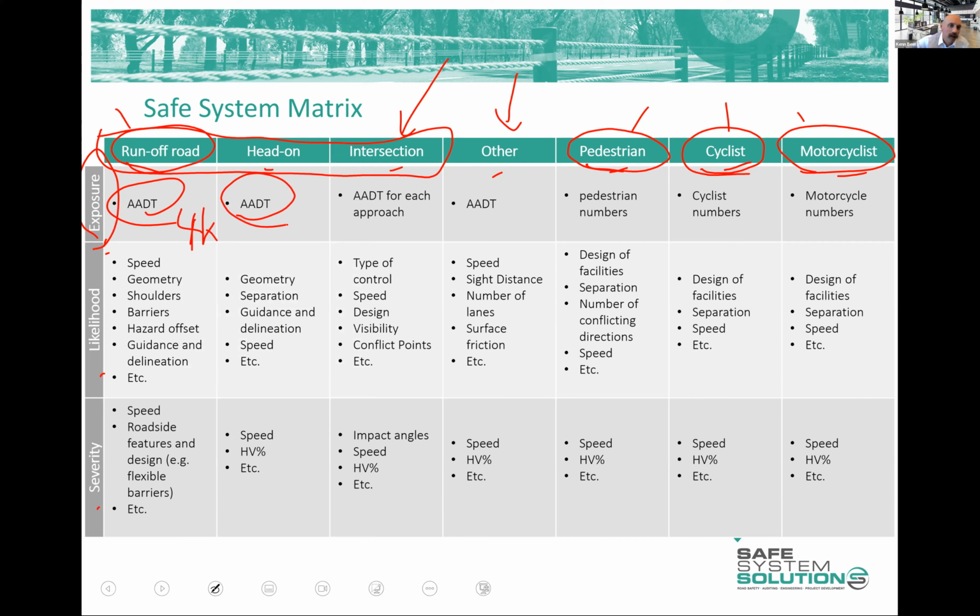Interestingly, that's also how many are exposed to head-on crashes, because it's the same number of vehicles, it's the same road.